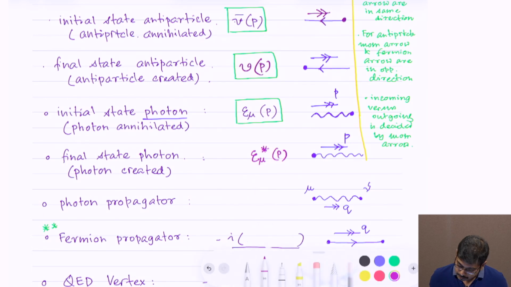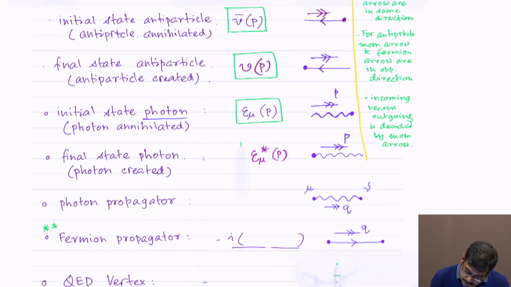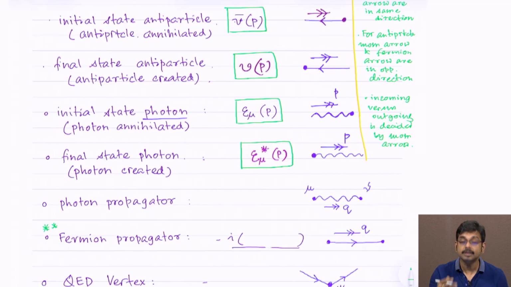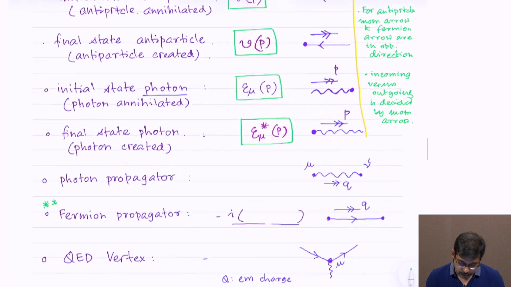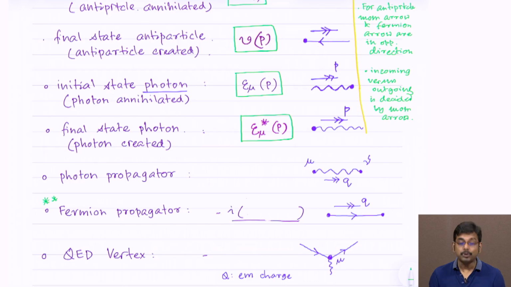So, this is how I can represent the photon which is being created out of the vertex. These are essentially the polarization vectors that we talked about. Now, we have the photon propagator. This is precisely what we talked about.